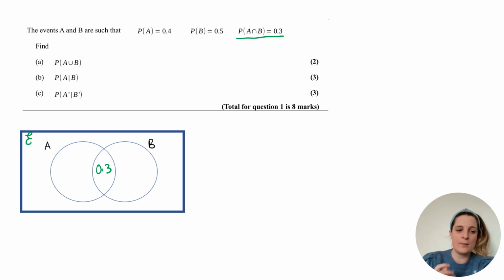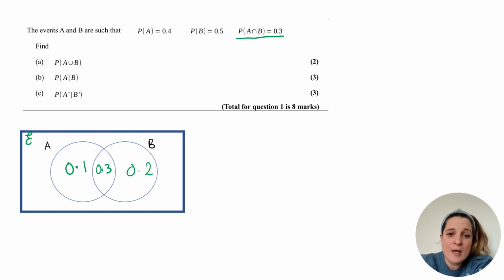So I'm going to put 0.3 there. That's my intersection done. The probability of A happening is 0.4. So that's all of A needs to add up to 0.4. Therefore, the probability of only A happening is 0.1. The probability of B, all of B has to add up to 0.5. So 0.5, take away that intersection, take away 0.3, would be 0.2. Okay, perfect.